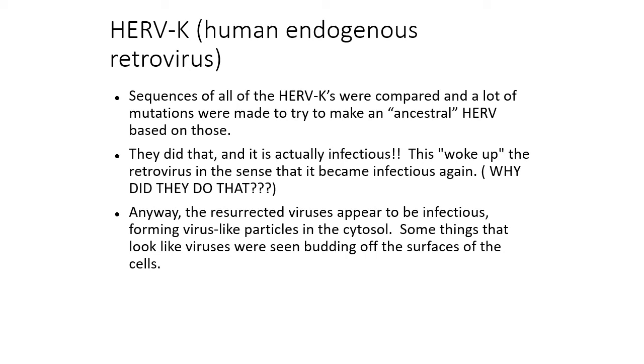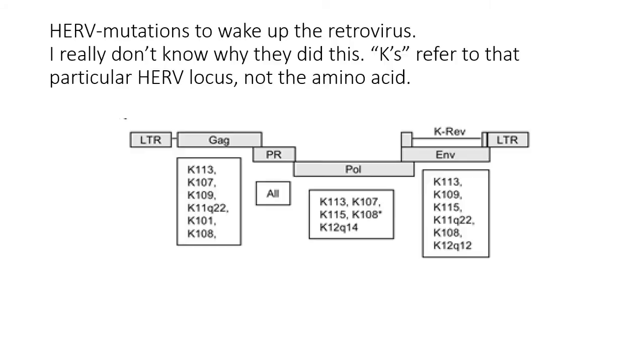Anyway, the resurrected virus apparently forms virus-like particles in the cytosol that you can see budding off the surfaces of infected cells, and it can actually be used to infect new cells. Okay, so what this is representing here, all those Ks aren't lysines. Those are examples of the various isolates that were used to construct this consensus of what the actual one must look like. But they did get a consensus based on mutations by comparing the sequences of all these different ones.